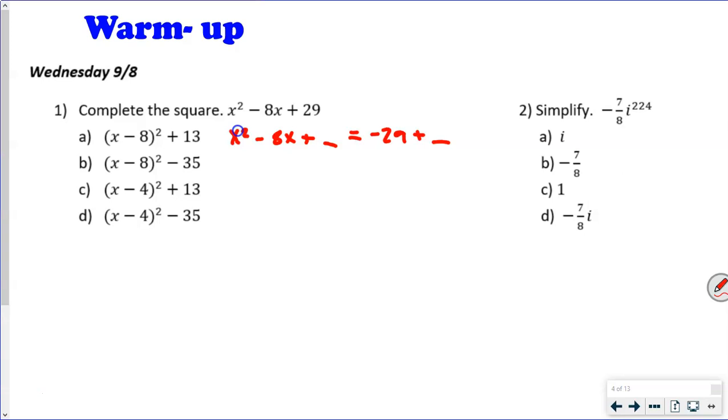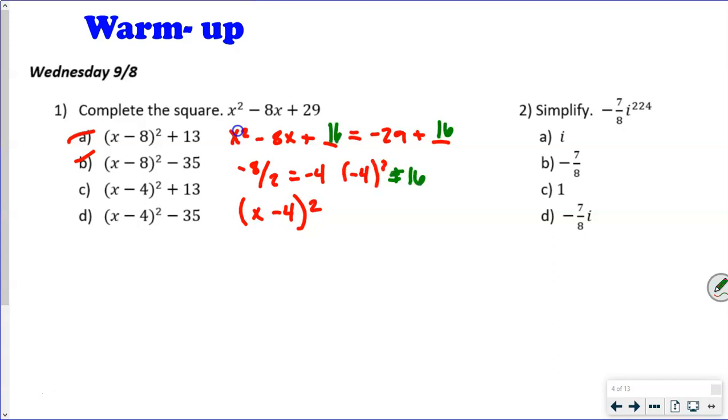And so we're going to take this negative 8 and divide it by 2. That's going to give us negative 4. So it's going to be x minus 4 squared. So we know that these two couldn't be our answer. And then we're going to take this negative 4 and square it, and we're going to put that number, that's 16, back up here, right?